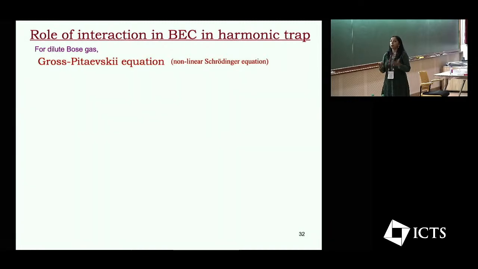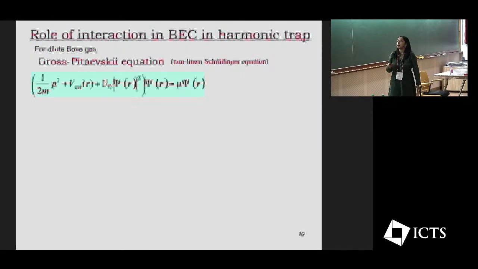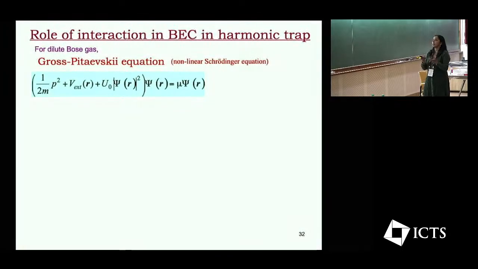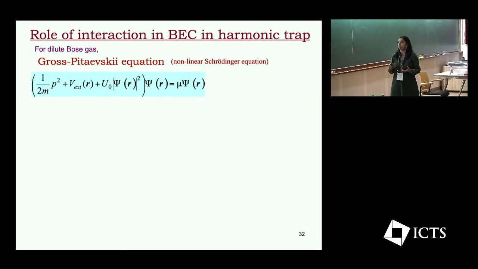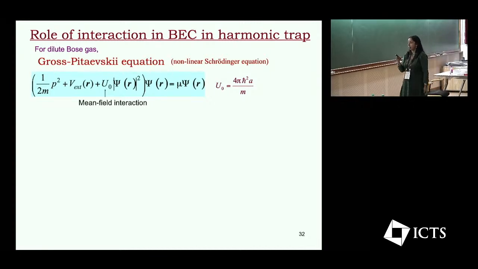So how do we recognize whether we have got a Bose-Einstein condensate? For that, we need to look at the Gross-Pitaevskii equation. It's actually a nonlinear Schrodinger equation. You have a kinetic energy term and a potential energy term, and you have an interaction term, which is called the mean field interaction. This happens because of the interatomic interaction in the Bose-Einstein condensate.